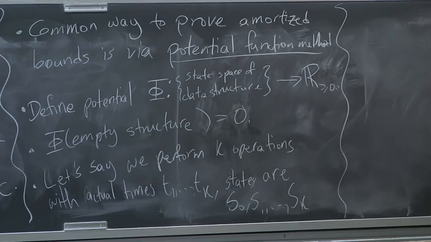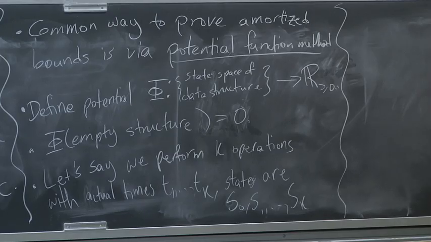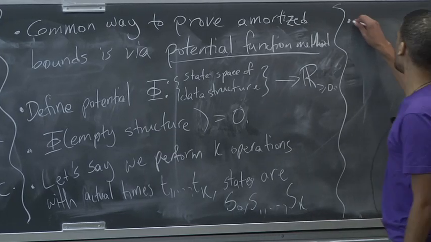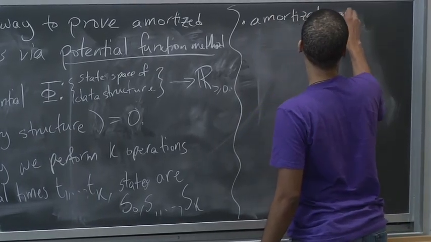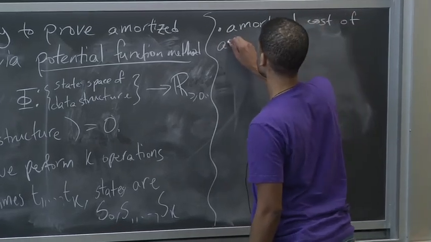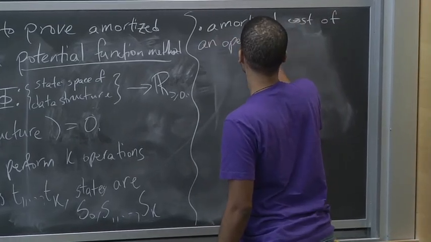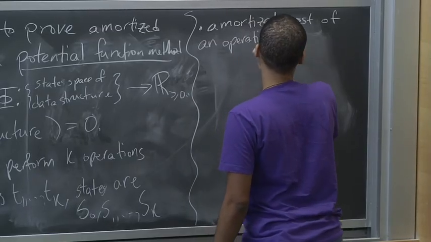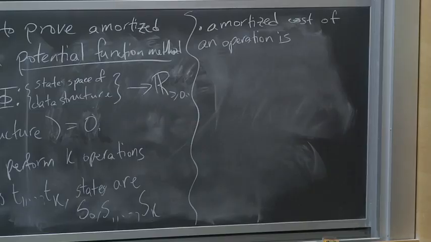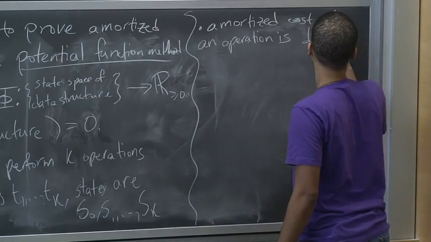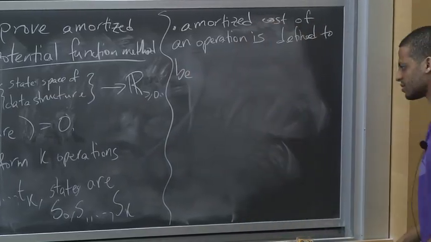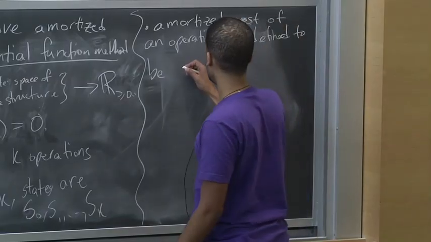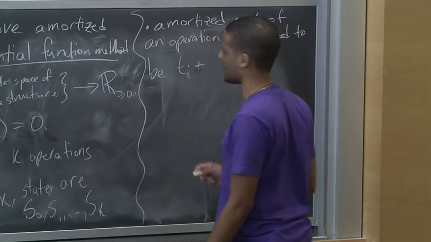Okay. So our amortized cost of an operation is, we define it to be, the actual time plus the potential difference.